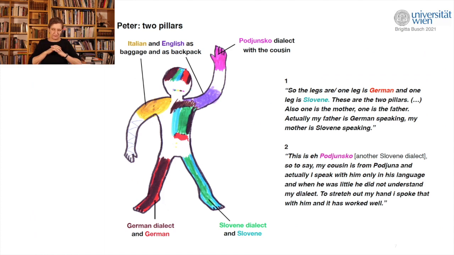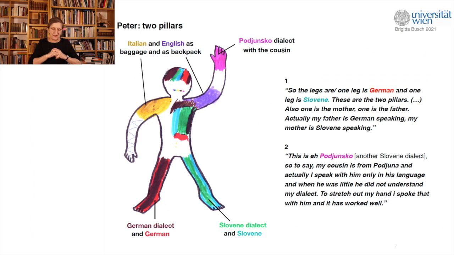In the drawing, the German regional dialect forms the core of one leg, while his local Slovene dialect forms the other. The two standard languages are arranged around the cores. He conveys an image of himself as somebody who stands firmly on the basis provided by the two main languages. Through the symmetrical arrangement, Peter emphasizes that he wants to assign equal value to both. He also mentions, as you will see in quote two, Podjunsko, another Slovene dialect drawn in his raised hand.